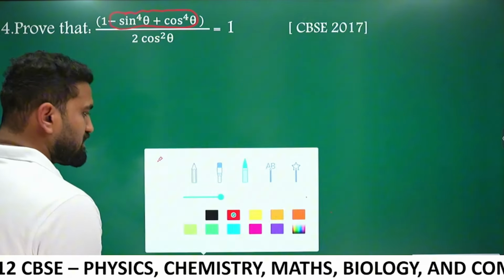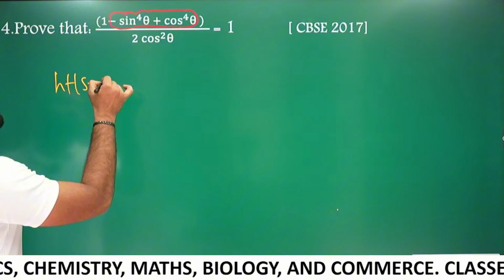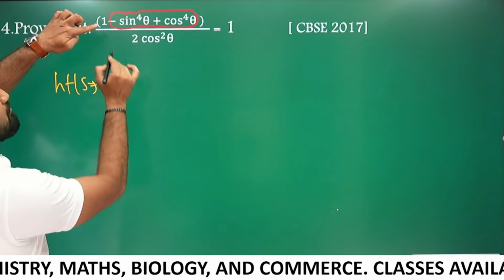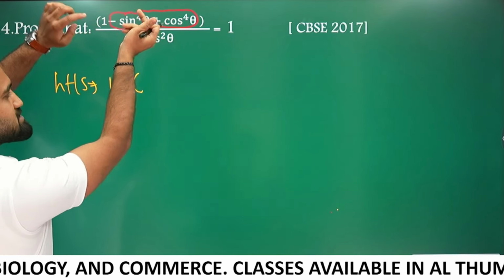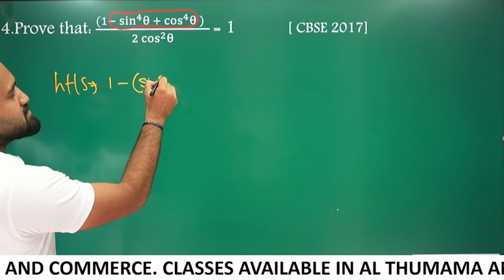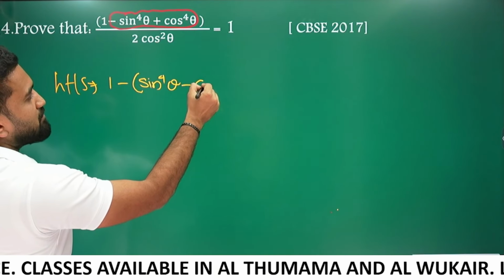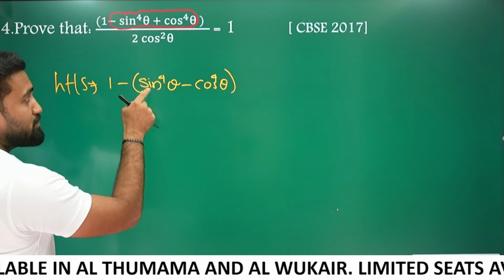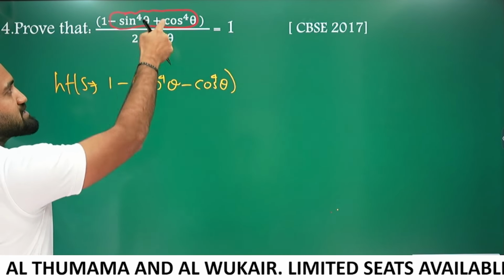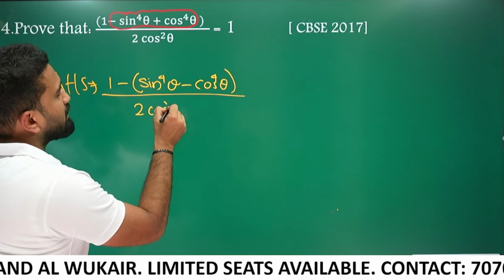In that case, how will you modify the LHS? You can modify the LHS in a way that if I am taking minus outside, minus of a minus b will become b minus a. So this will become sin raised to 4 theta, and if it is plus here, this will be minus cos raised to 4 theta. So if you take the minus inside, this will become what? Minus this and this, divided by 2 cos square theta.